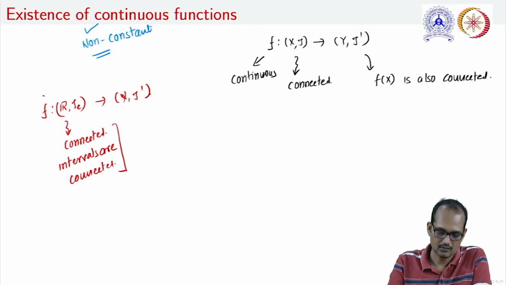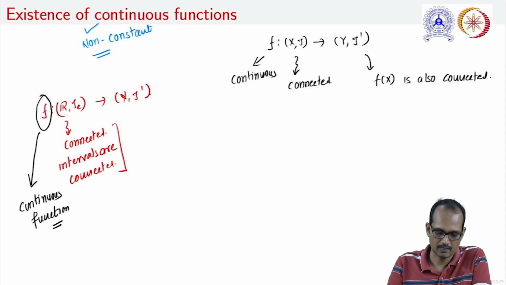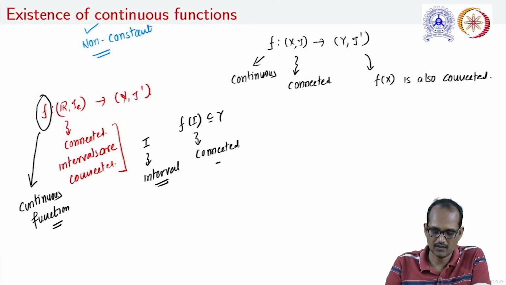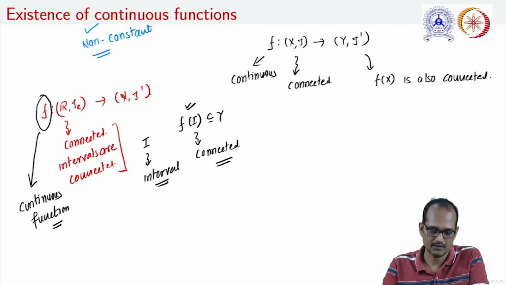If we can construct a continuous function, what feature should this function have? This function should map these intervals to a connected subset of Y, that is, if we are taking an interval I here, what should be f of I, a subset of Y? Note that this should always be connected. In case it is disconnected, this function cannot be a continuous function.